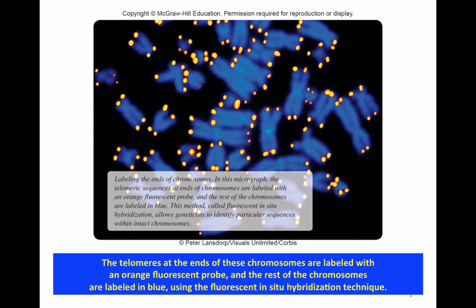This is a picture of chromosomes at metaphase on a microscope slide. They have been hybridized to a DNA probe that's been fluorescently labeled. The DNA probe contains the sequence of telomeres for this particular species, and you can see that every single chromosome on the slide has a fluorescent dot at the end of the chromatids. That is because the sequence of telomeres for any given species is the same at the ends of all the chromosomes.